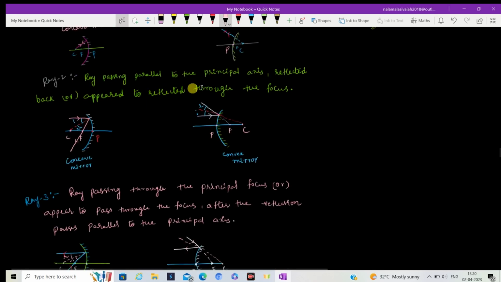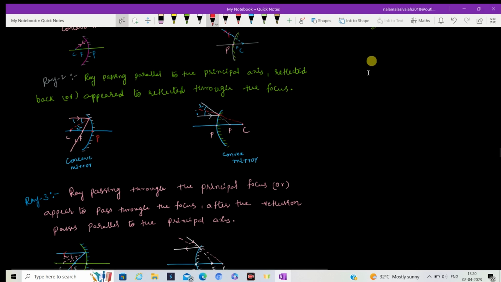So ray 2, what is ray 2? Here you can take: a ray passing parallel to the principal axis is reflected back or appears to be reflected through the focus. Here you see it is incident, it will be reflected back. So I will draw the diagram, then you can understand clearly.